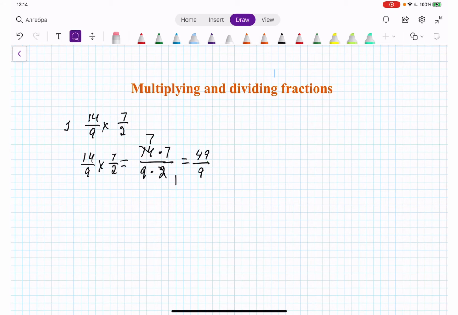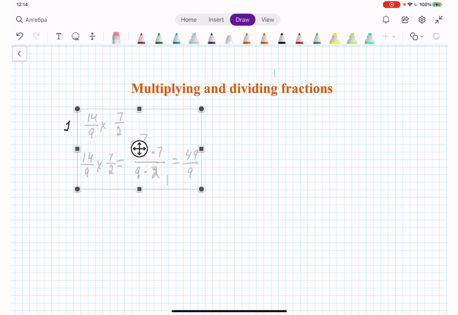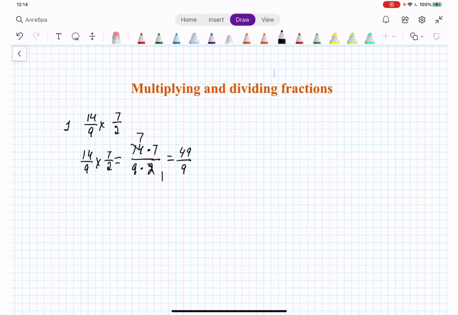Question number 2. Four over 7 times 3 over 22 is equal 4 times 3, 7 times 22. I'm looking at 4 and 22, both of them are even numbers, which means divisible by 2, right? So I'm going to reduce by 2. This is going to be 2, this is going to be 11. And the result is going to be 2 times 3 is 6, 7 times 11 is 77.